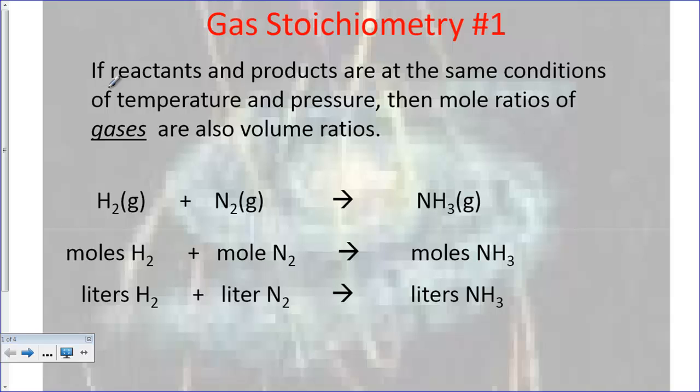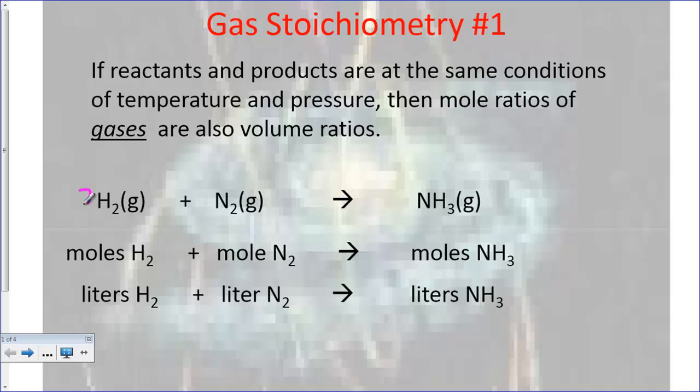In this podcast, we're going to talk about gas stoichiometry. When you're looking at a balanced equation, if all of the reactants and products are gas and they're at the same conditions of temperature and pressure, or STP, then the mole ratios of our gases are going to be the same as the volume ratios, okay? So let's talk about this a little bit more.